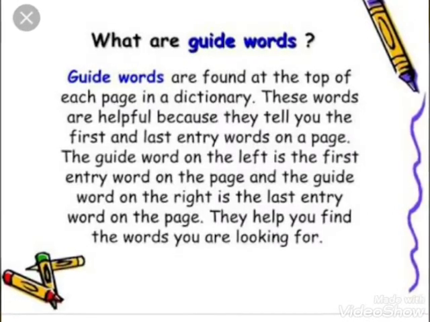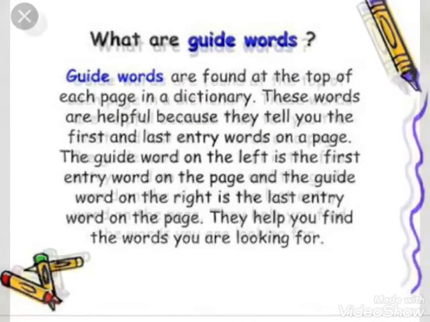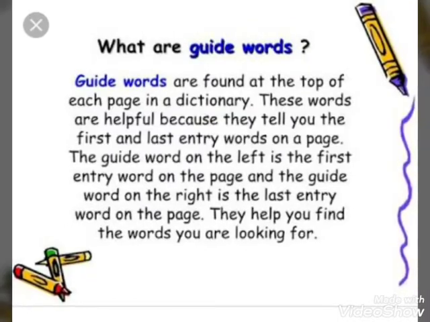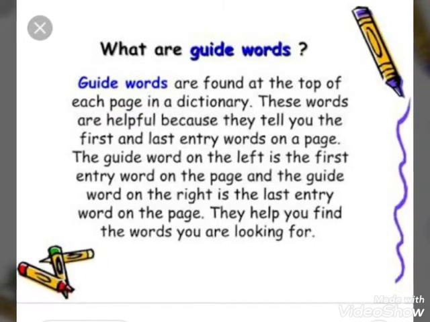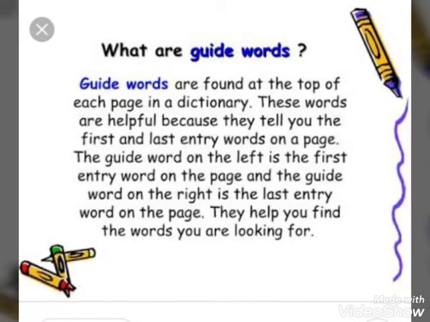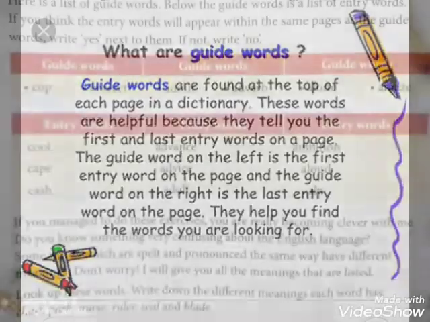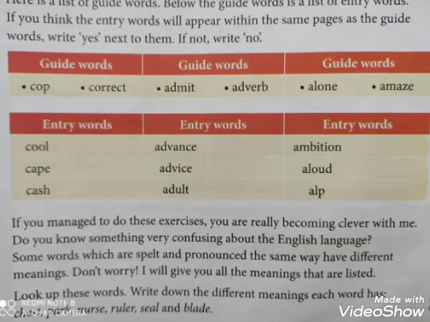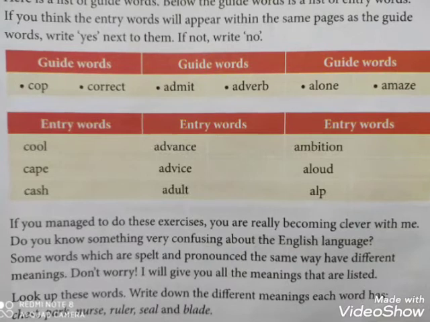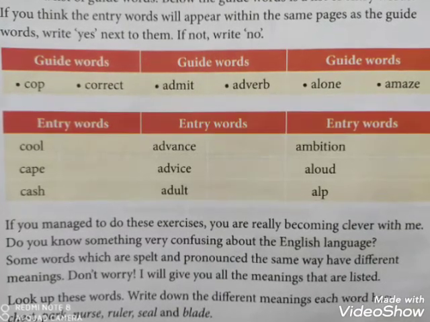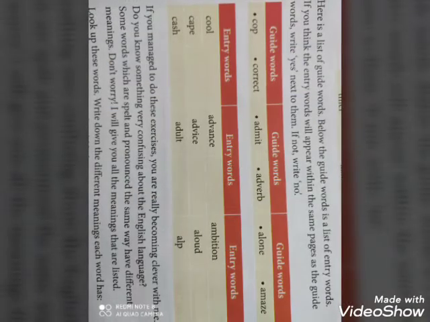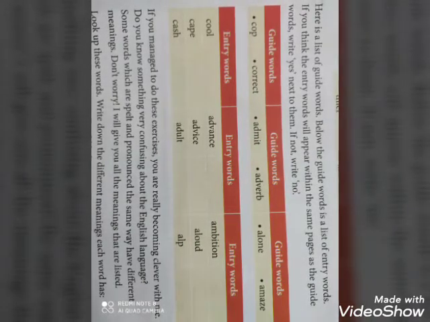Children, there is one more exercise given on page number 31. There are two boxes given. You can see there are guide words given on the top and entry words given in the box below. You have to put a tick mark in front of the entry words if they are found under the same guide words. Okay, for example, cop and correct.